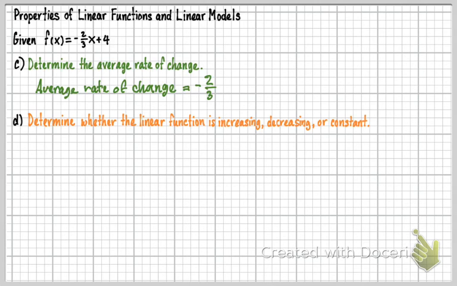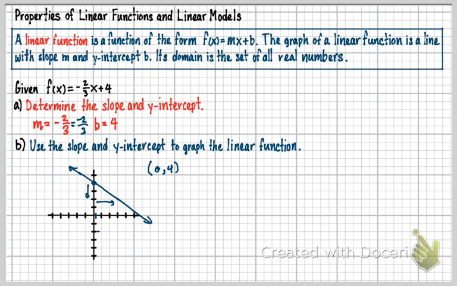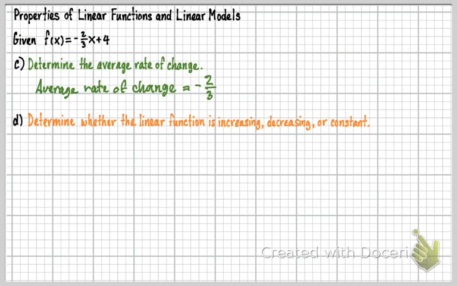Now the last part of this says determine whether the linear function is increasing, decreasing, or constant. So I'm going to go back to the graph. That's how I tell. So when I look at this graph, as I go from left to right, what's happening with those y values? And you can see that they're decreasing. They're getting smaller and smaller and smaller. So that tells you it's decreasing. So there's my answer for this one. So I write decreasing. Done.